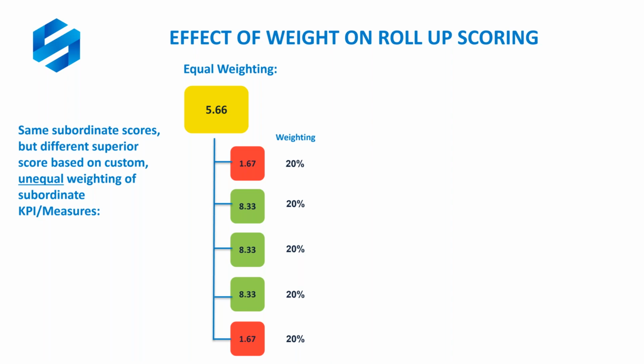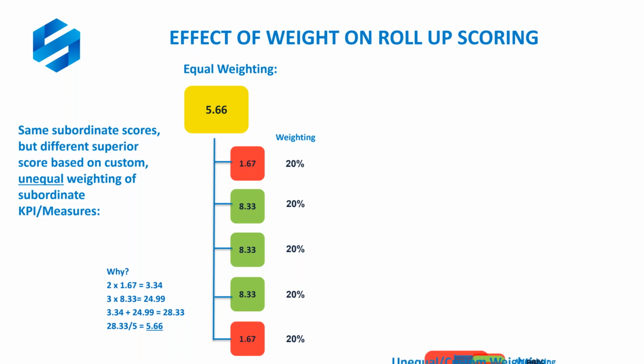And I should point out that Spider Impact by default assumes that all feeder measures should be equal to each other. Their weighting should be equal, but you have total control over that. And I'll show you how easy it is to adjust once we're in the demo. But the idea here is what's happening is, of course, it's finding 2 of the 1.67 scores, 3 of the 8.3s. Again, it's doing the same basic math, the same roll up, divide by 5, you get 5.66.